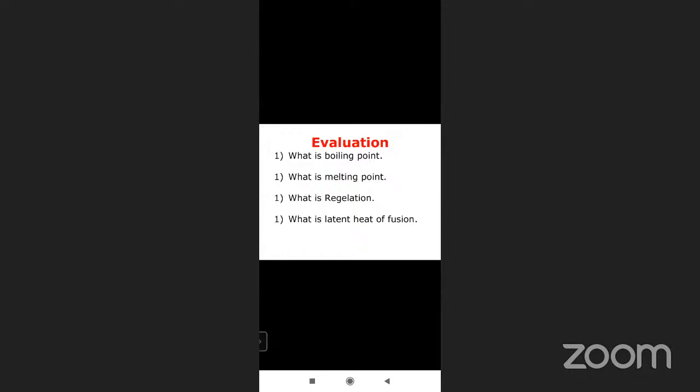Now we'll see one more definition. Any other person can try. Last one. What is latent heat of fusion? Some other person can answer. Students can answer this last question. What is latent heat of fusion? No one else is raising their hand, students.